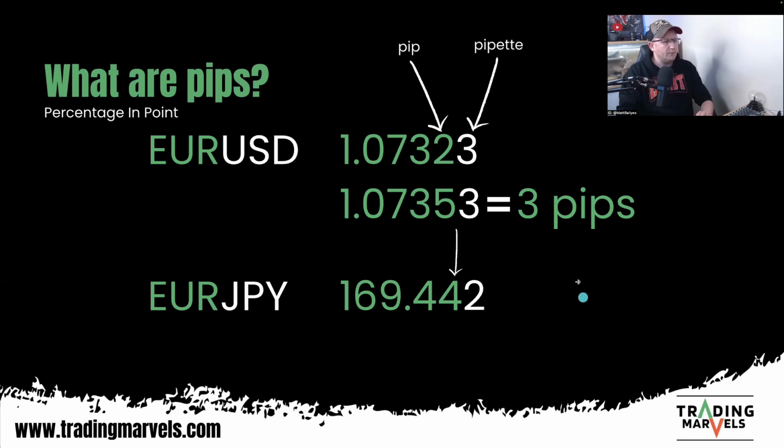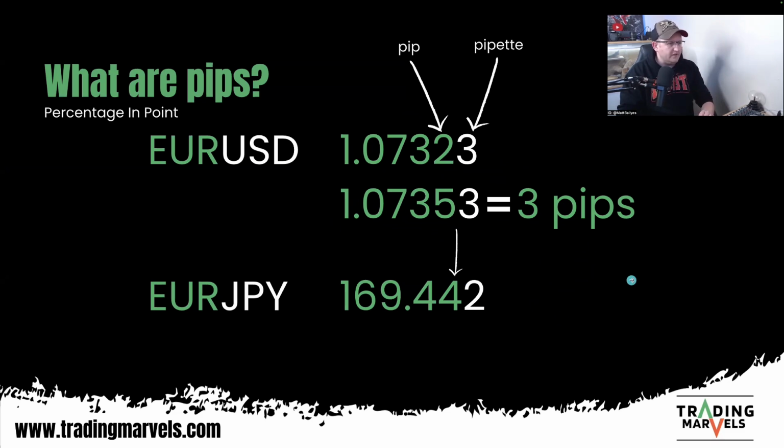So when prices change, when prices go up and down, these numbers all change. And the way we count the pips is when this number changes. So let's say the numbers now move up to 1.07353. So it goes from a 2 to a 3. We have gained 3 pips. So in a moment, we're going to understand the importance of that and how much each pip is worth.